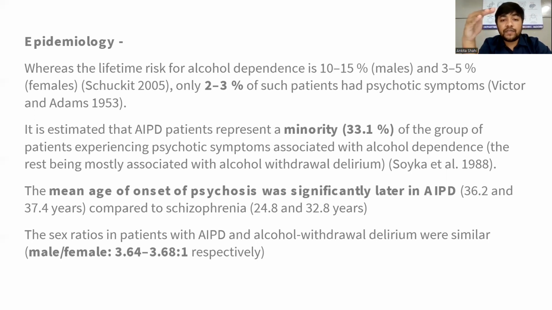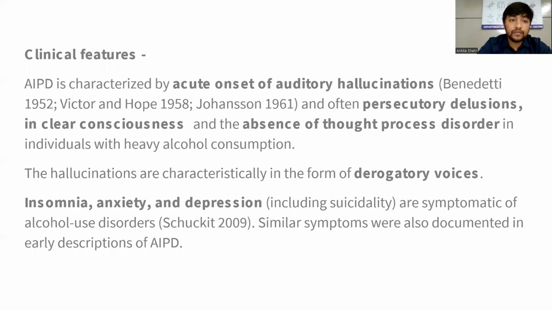The mean age of onset of psychosis was significantly later in AIPD, that was 36.2 and 37.4 years, compared to schizophrenia. Again, this was discussed in the earlier slides. The sex ratios in patients with AIPD and alcohol withdrawal delirium were similar though.